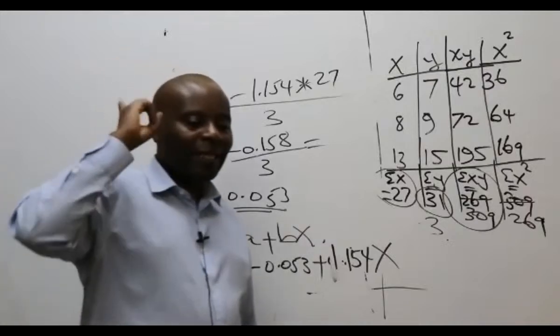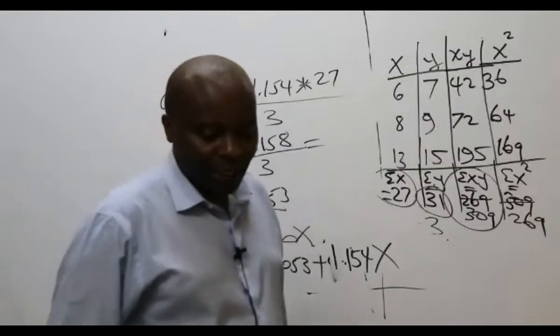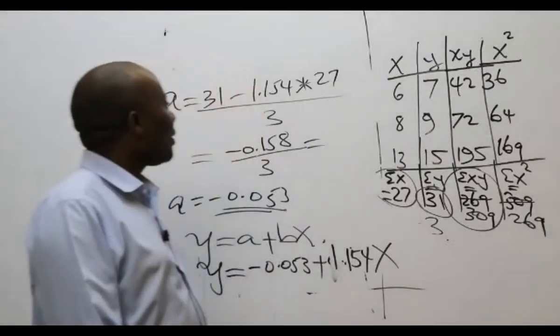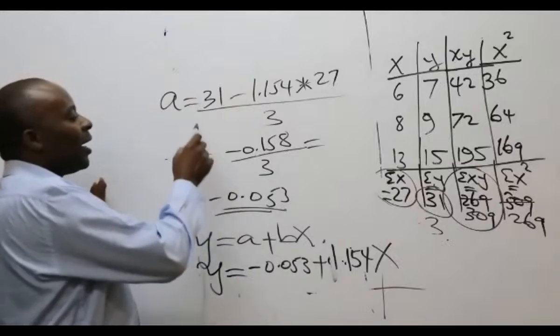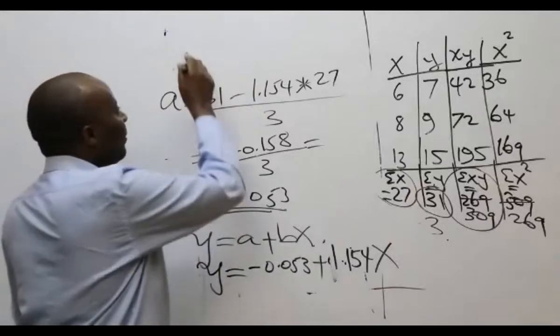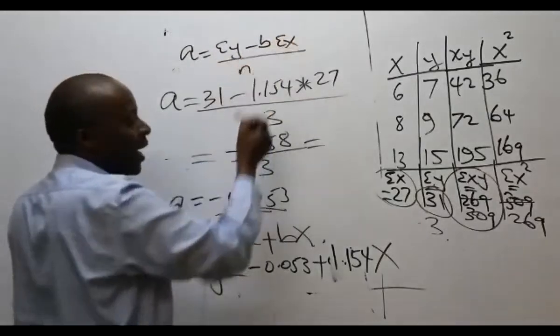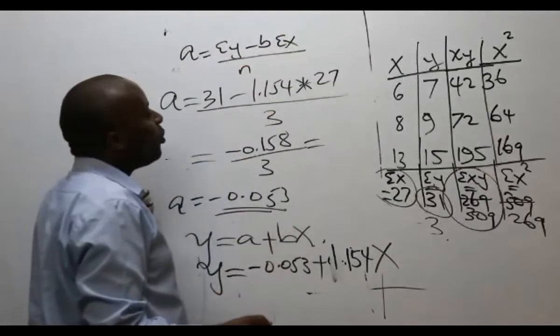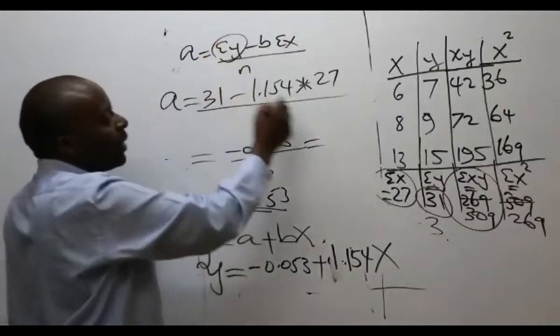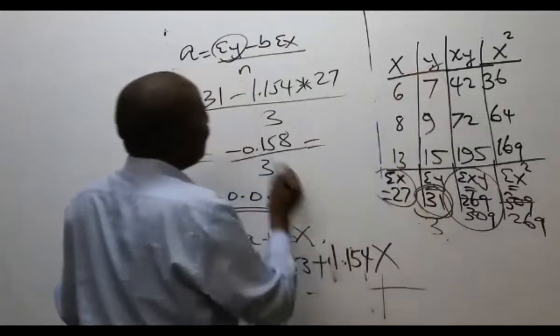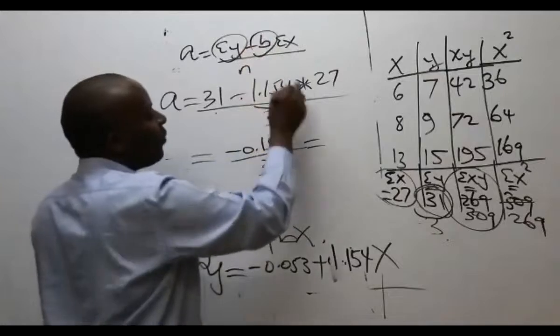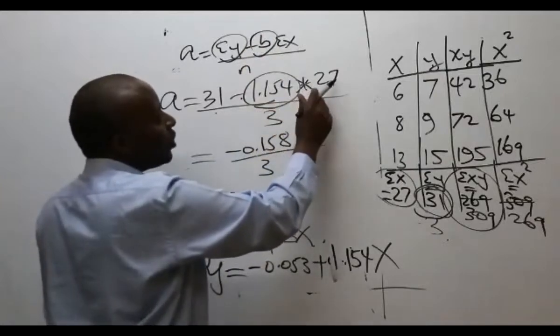Fatma is honest. Fatma said she's getting a different value of A. Fatma, look. We said A is how? It is the summation of y minus B times the summation of x, over n. If you get a different figure, I know the summation of y here is what? It is 31 minus B itself, which is this one, times the summations of x.